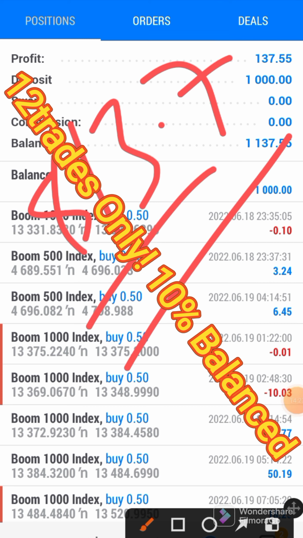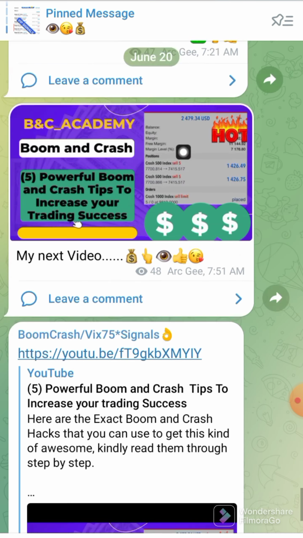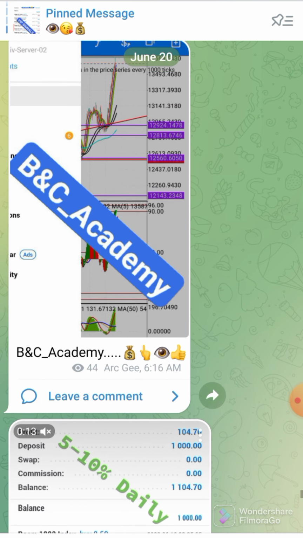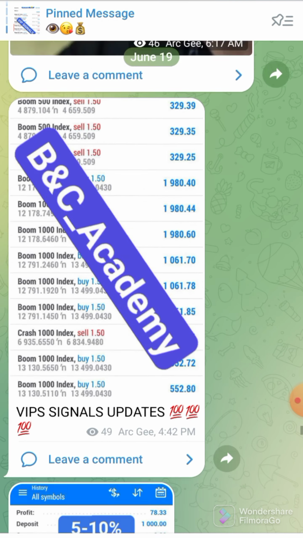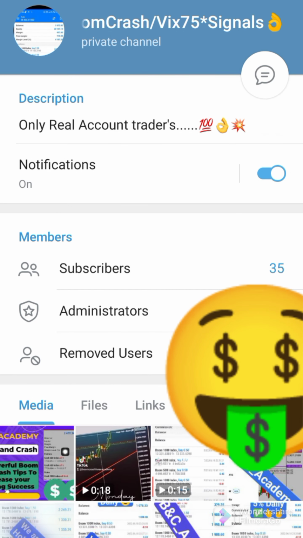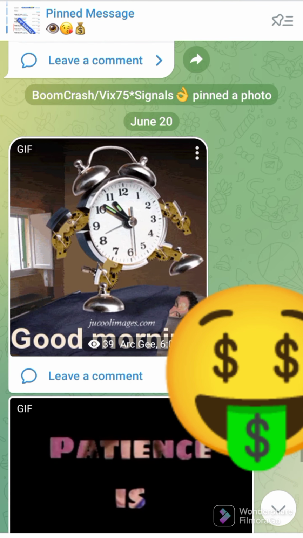You just need quality signals, quality setups. If you are going for signal services, make sure you are going for a good signal service provider so that you do not get junk signals. Let me show you my signals group. So you see, this is my awesome VIP signal group. Some content I even share in my VIP signal group, and I can never have over 35 people in this awesome Boom and Crash VIP signals group.